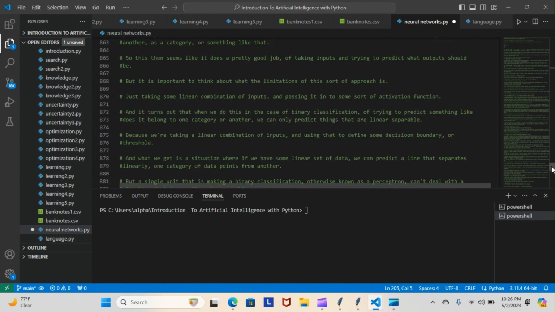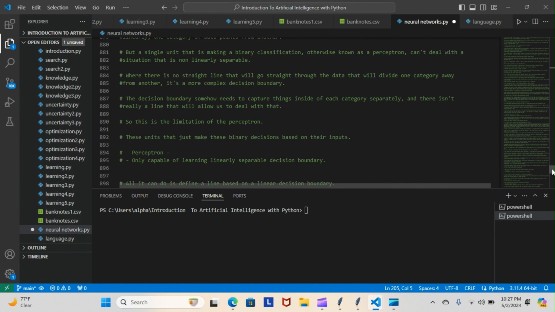But it is important to think about the limitations of this sort of approach: just taking some linear combination of inputs and passing it into some sort of activation function. And it turns out that when we do this in the case of binary classification, of trying to predict something like does it belong in one category or another, we can only predict things that are linearly separable. Because we're taking a linear combination of inputs and using that to define some decision boundary or threshold. And what we get is a situation where if we have some linear set of data, we can predict a line that separates linearly one category of data points from another.